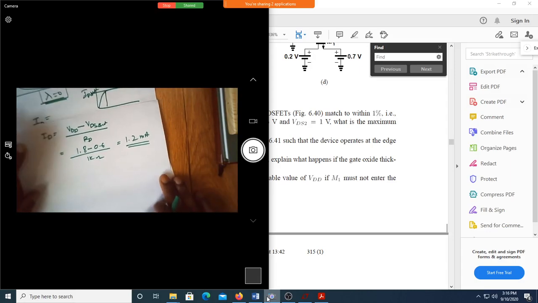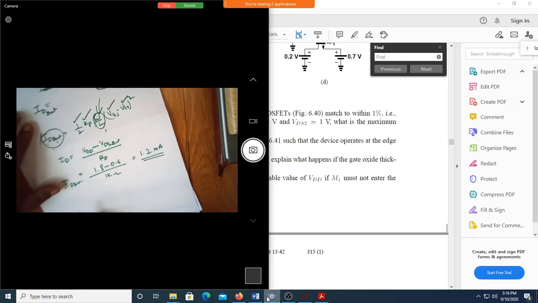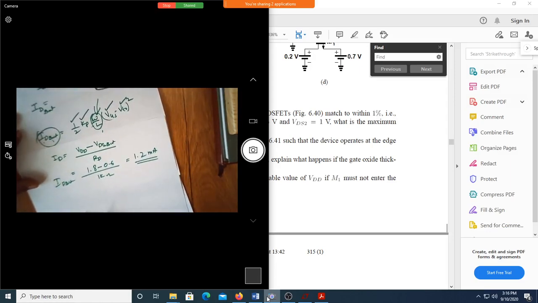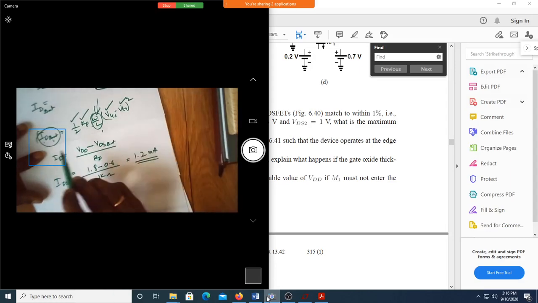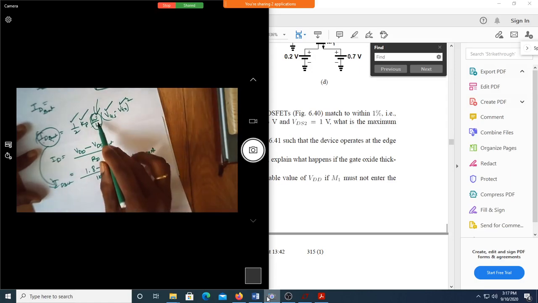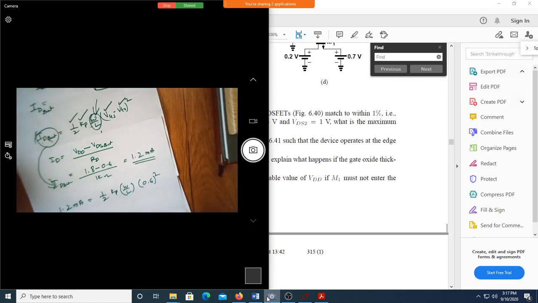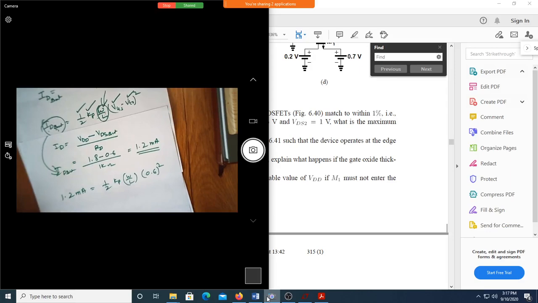Yes, sir. So now ID is known. ID sat is equal to 1.2 milliampere. You have this expression, no? So out of this, you were not knowing ID sat. Now it is known. Can I find W by L? So now what do you have? 1.2 milliampere is equal to half Kp W by L into 0.6 whole square. Correct?